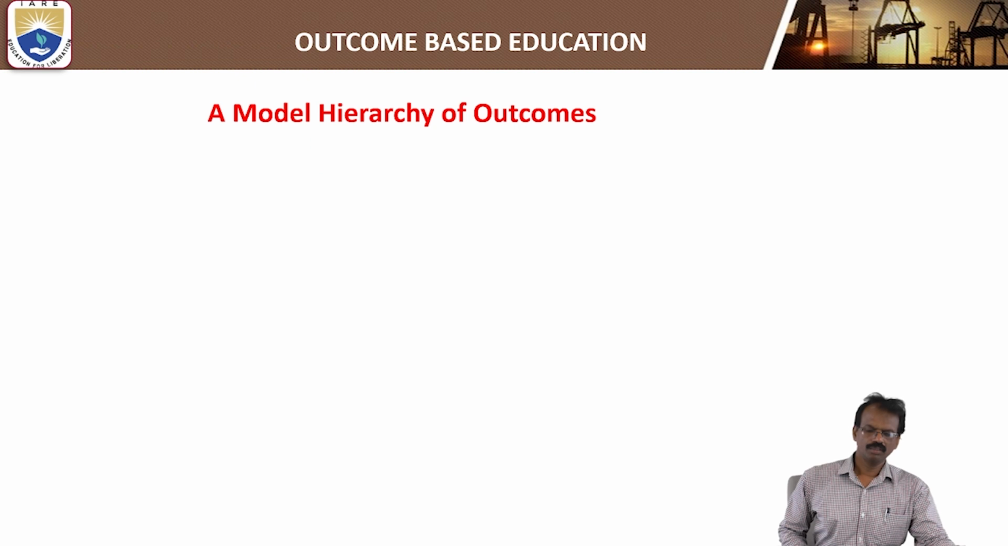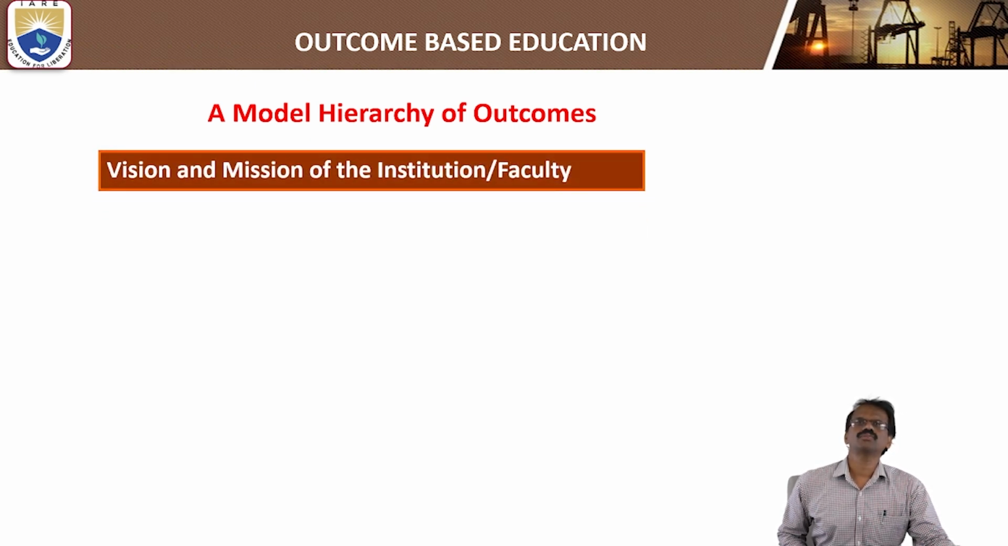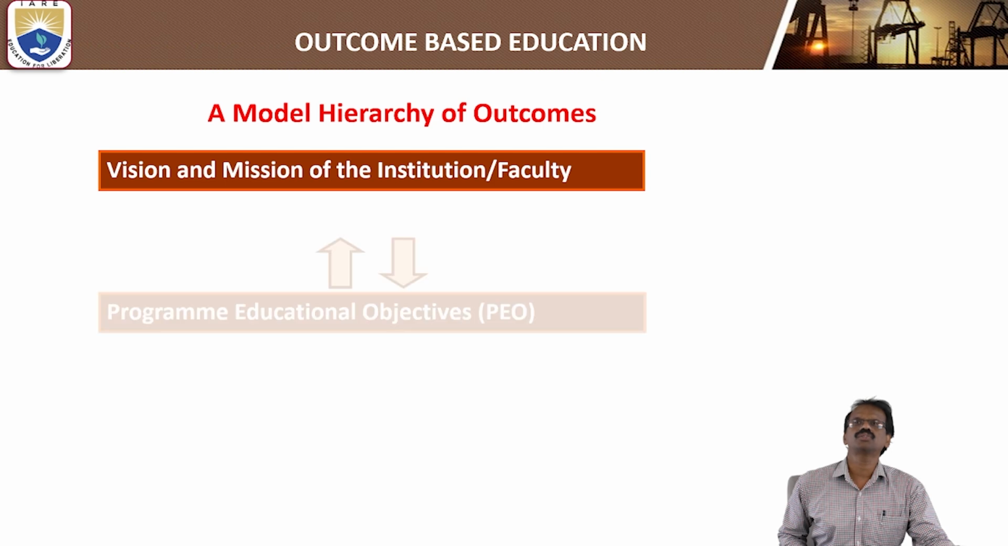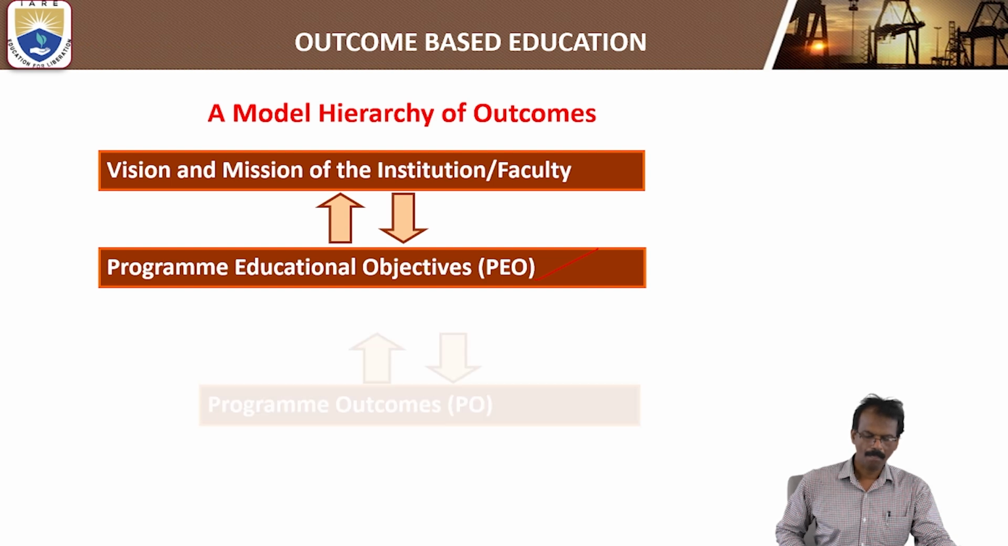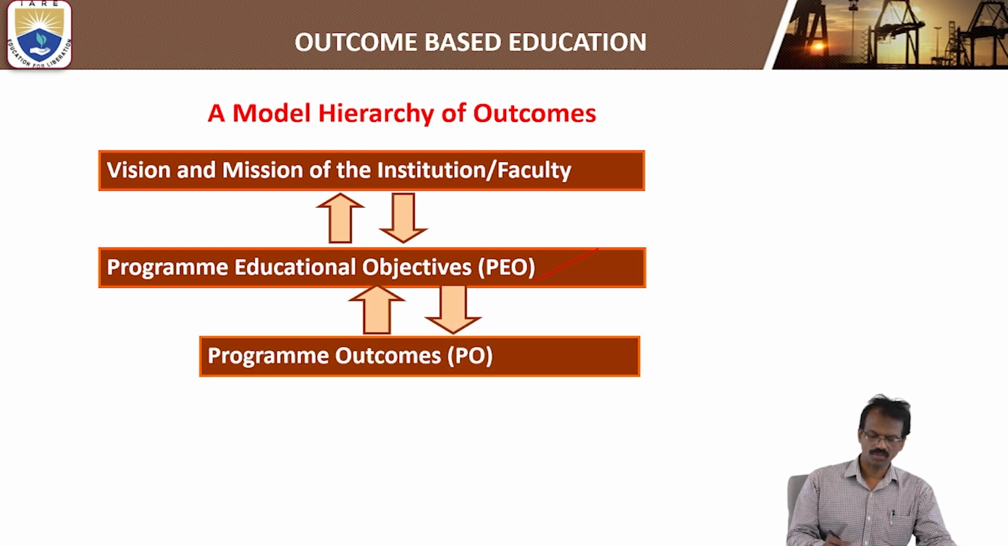Next, a model hierarchy of outcomes. First, the vision and mission of the institute and faculty. Next, how to prepare the program educational objectives. Program educational objectives are set by the department. Next, program outcomes. Program outcomes are given by the NBA. So there are nearly 12 program outcomes.